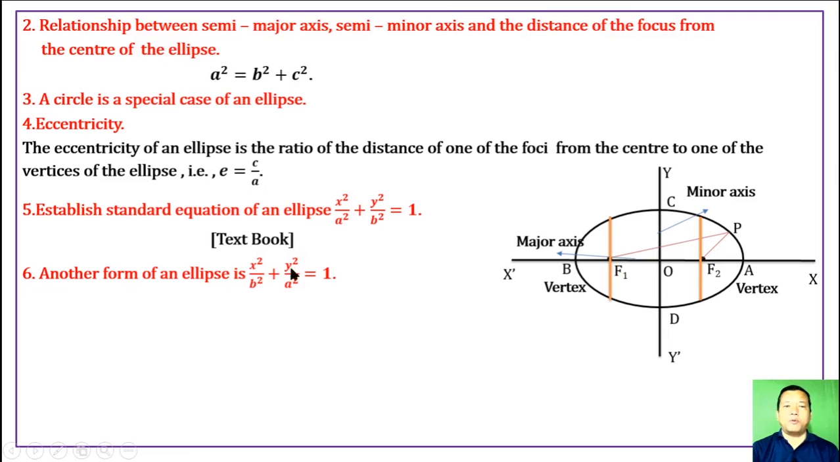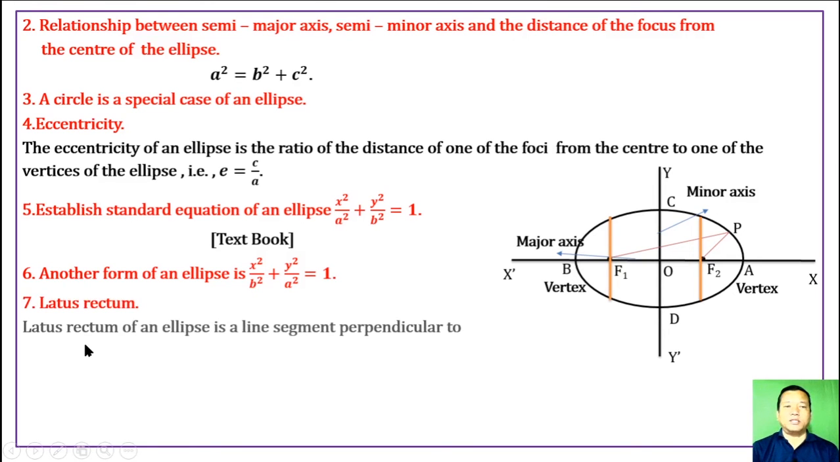In the first form, x square has a square, so the major axis is along the x-axis. If it is x square by b square plus y square by a square equal to 1, the major axis is along the y-axis and the minor axis is along the x-axis.